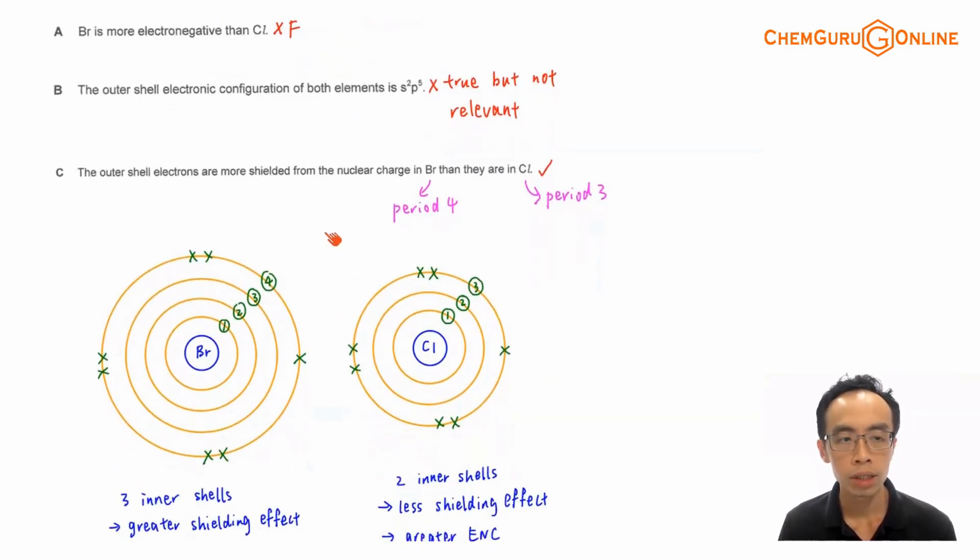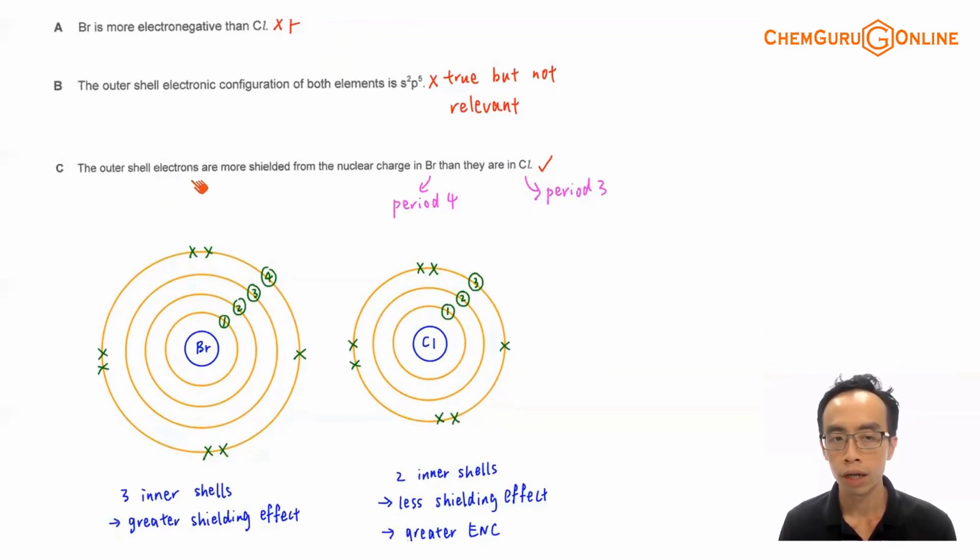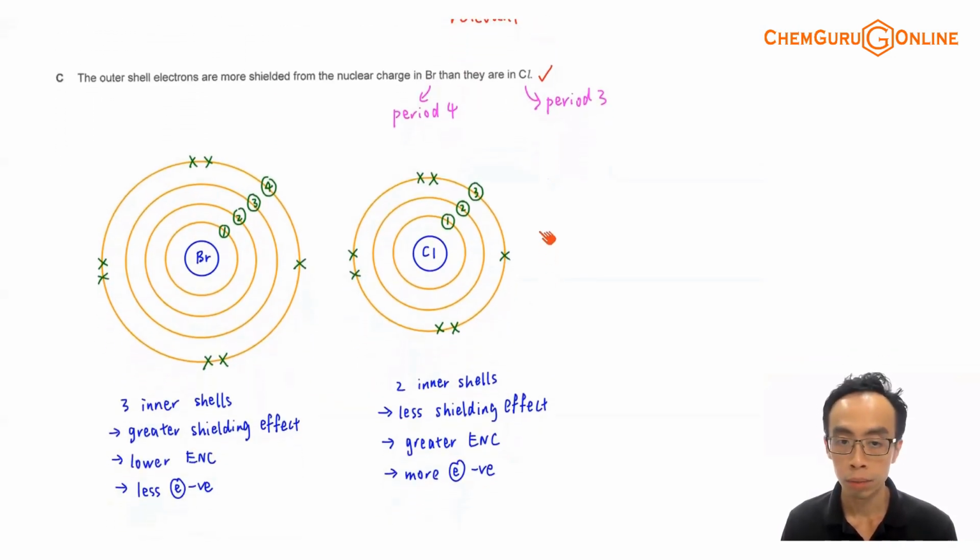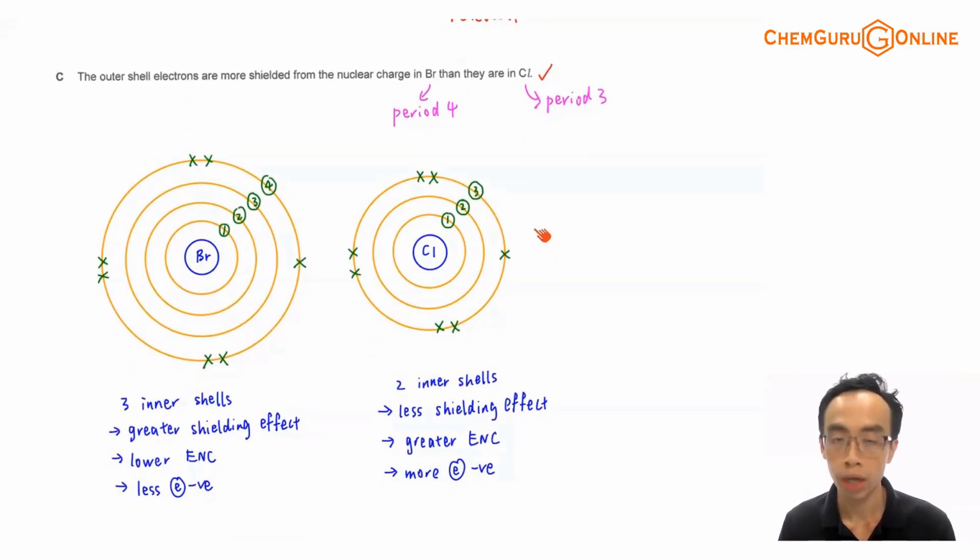Involving C, what we have is the outer shell electrons are more shielded from the nuclear charge in bromine than they are in chlorine. So we actually have to try to go a little bit deeper to try to understand what we mean by outer shell electrons are more shielded from the nuclear charge in bromine versus in Cl. Now, chlorine is in period 3. That means you have 3 electron shells.